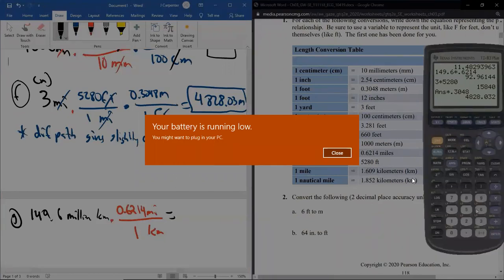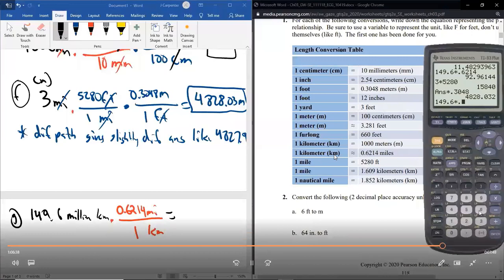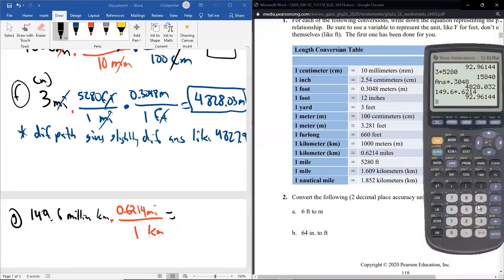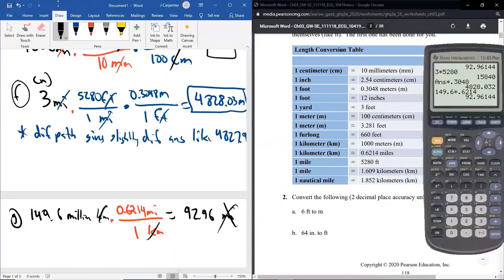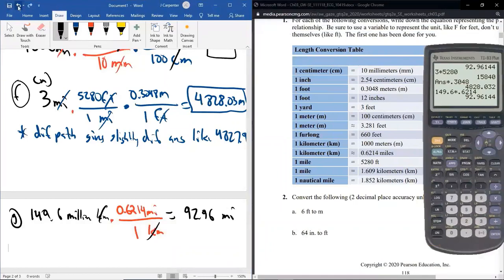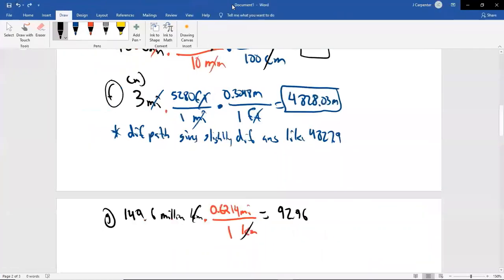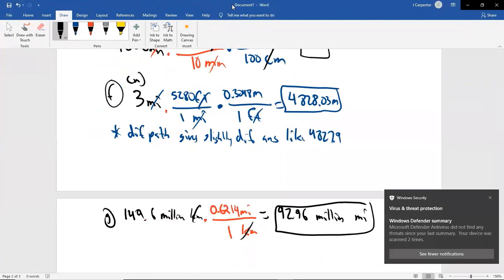And when you multiply that 149.6 times the 0.6214, we'll get 92.96. And then your kilometers canceled. Some people might do this. They'll say it's miles. That's wrong, because we have a unit in there that we did not cancel. That was the millions. So it's not miles. I'm going to maximize this for full space. It's million miles, or 92,960,000 miles. Those would both be acceptable.